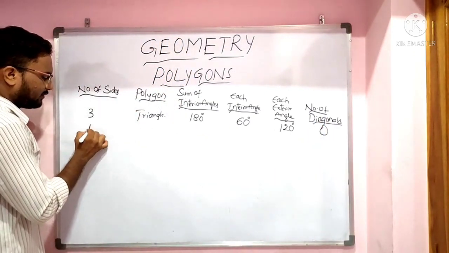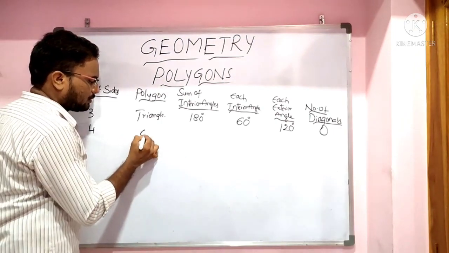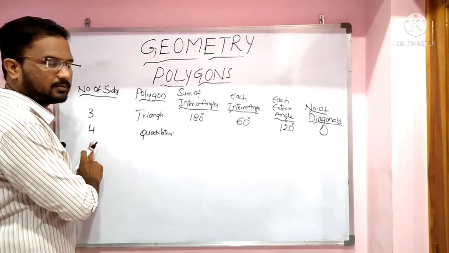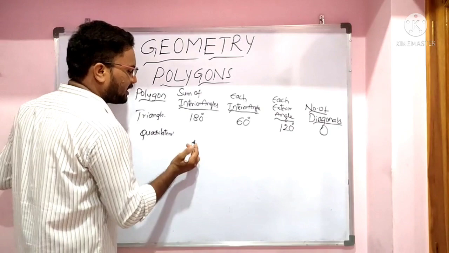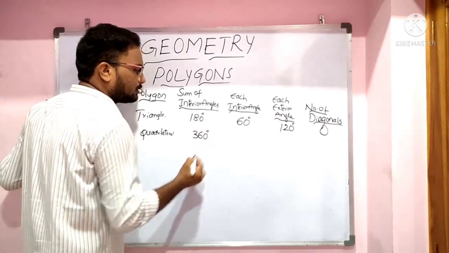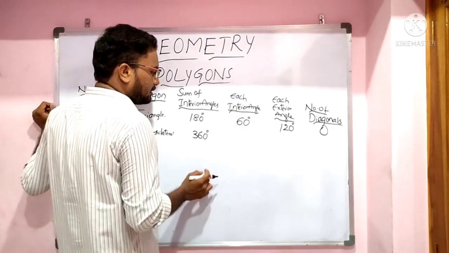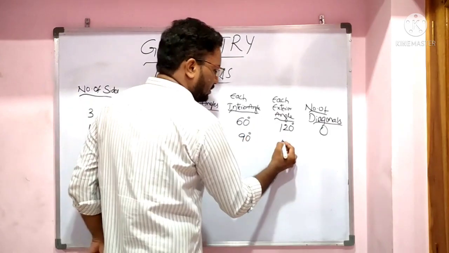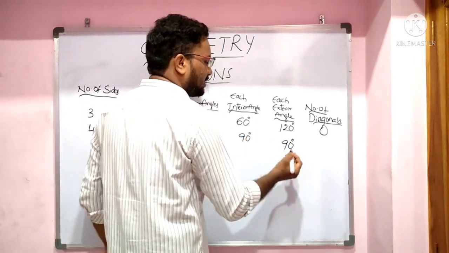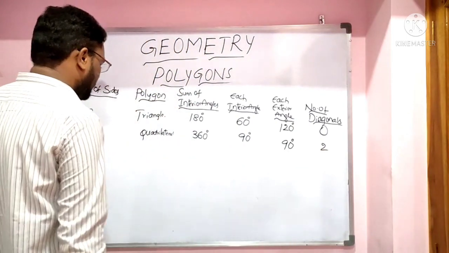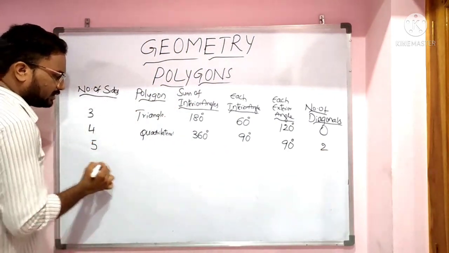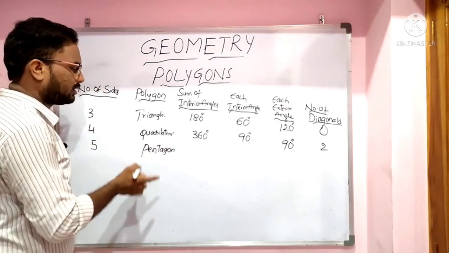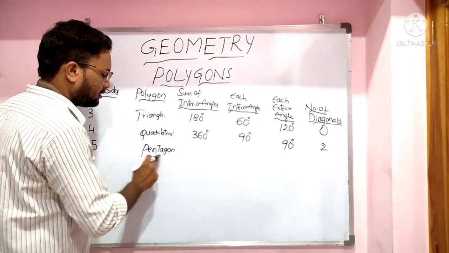If the number of sides is 4, then it is called a quadrilateral. The sum of all interior angles is 360 degrees, each interior angle is 360 by 4, 90 degrees, each exterior angle is 90 degrees, and the number of diagonals is 2. If the number of sides is 5, it is called a pentagon, a regular pentagon. All are regular polygons.